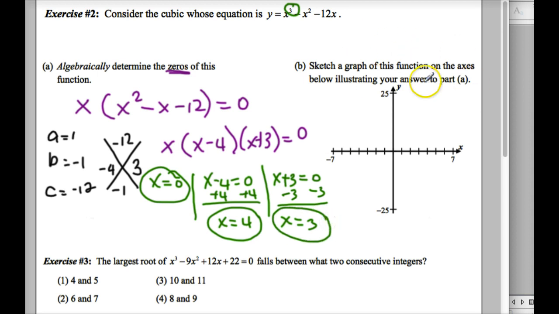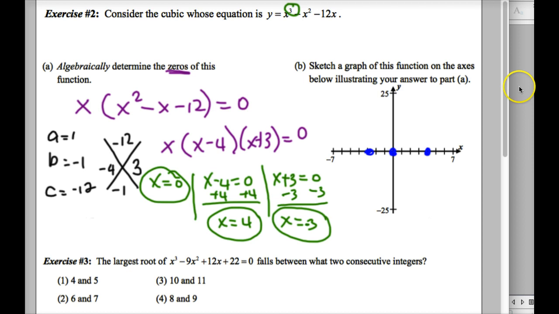Now it says sketch a graph of this illustrating your answer. So when we're sketching a graph, we know it's going to pass through 0. I'm sorry, here I should have put the negative. We know it's going to pass through 0. It's going to pass through 4. 1, 2, 3, 4. Right here. And it's going to pass through -3 right here. So we know somehow this graph is going to come and pass through.